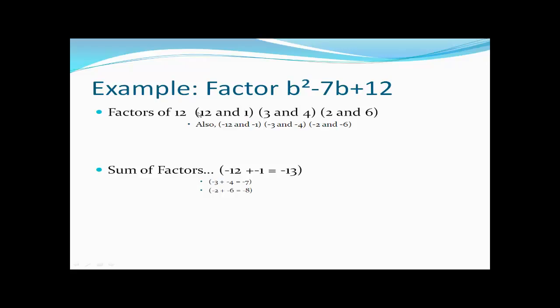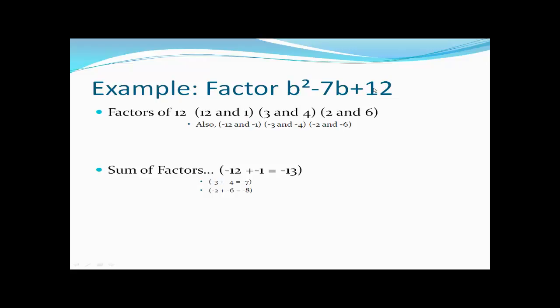So the factors of 12 are 12 and 1, 3 and 4, 2 and 6. But don't forget that we're talking about a negative middle term, which means that these things are going to need to add up to negative 7. So I also need to think about negative 12 times negative 1, which multiplies to give 12. Also, negative 3 times negative 4 will also give me 12, and negative 2 times negative 6 will also give me 12.